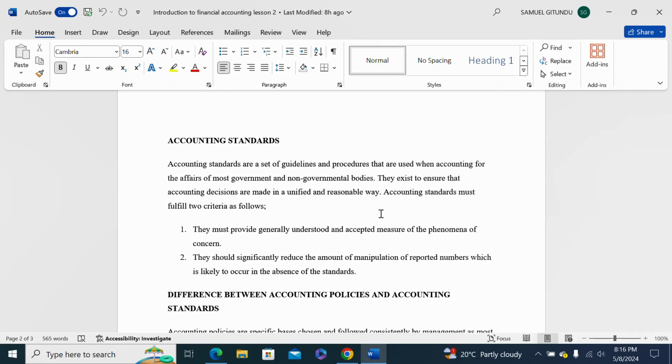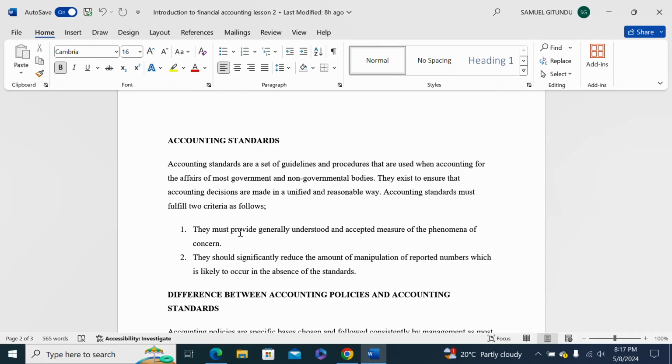Then we say that accounting standards must fulfill two criteria as follows. Number one, they must provide a generally understood and accepted measure of the phenomena of concern. And number two, they should significantly reduce the amount of manipulation of reported numbers which is likely to occur in the absence of the standard.